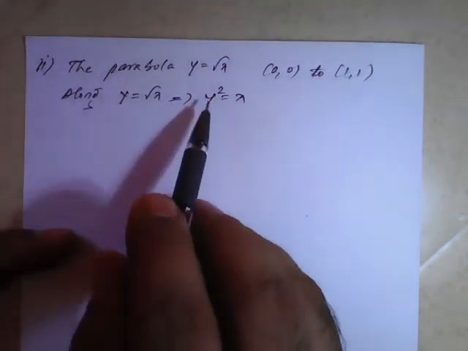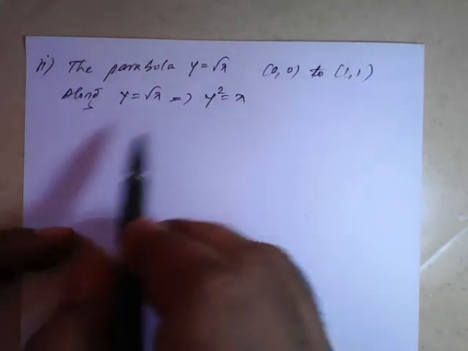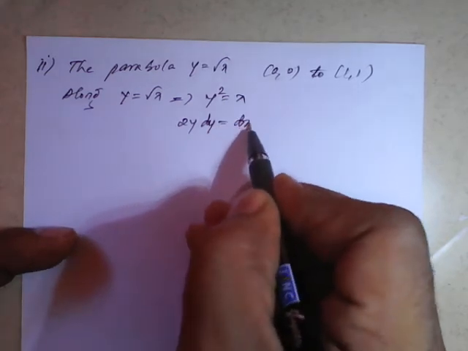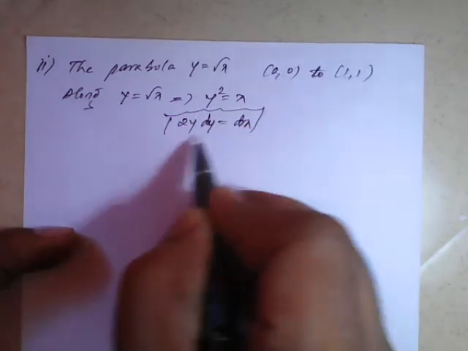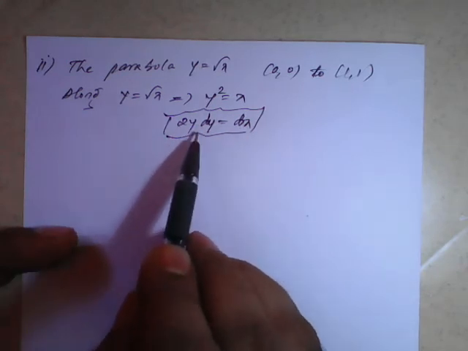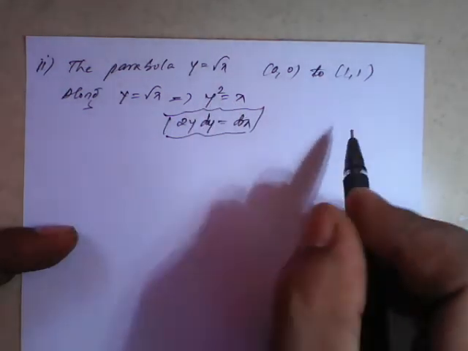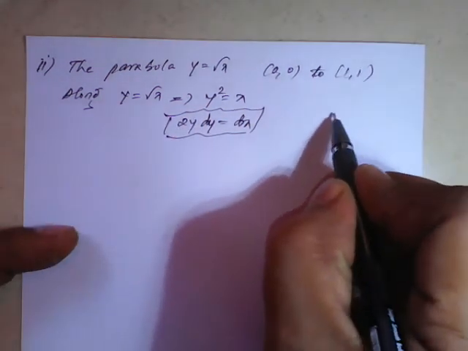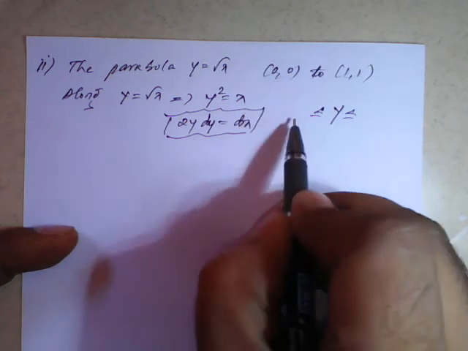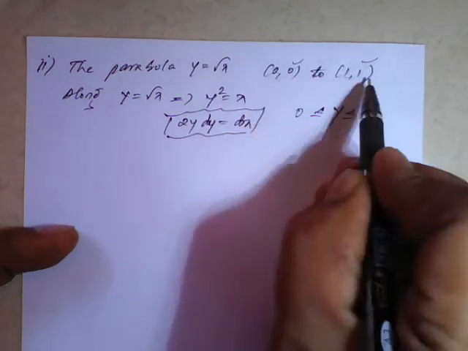So I will differentiate this. Differentiation of x equal to y square gives dx is equal to 2y into dy. So wherever dx is there, we will replace it with this value, and where x is there, we will replace it with y square. And since we are working in y, we have to define the limit for y: y varies from 0 to 1.